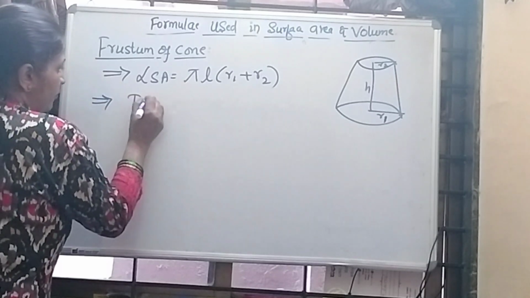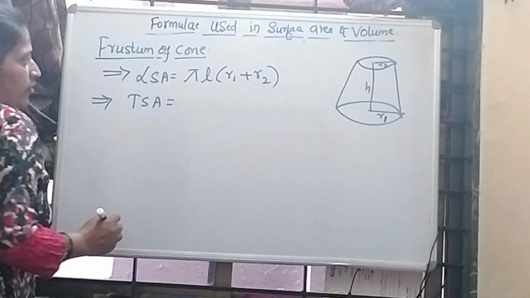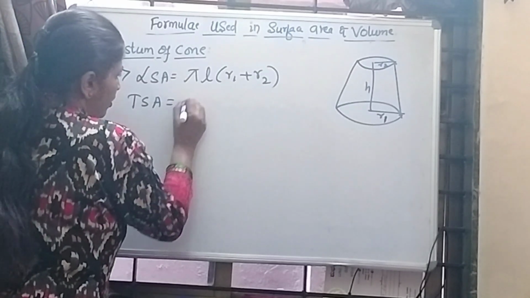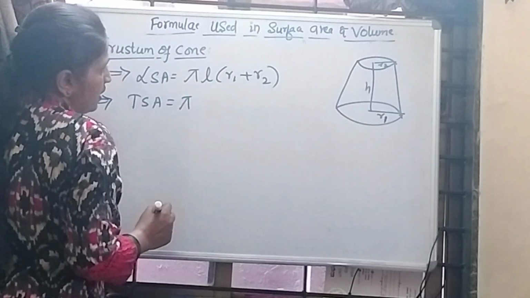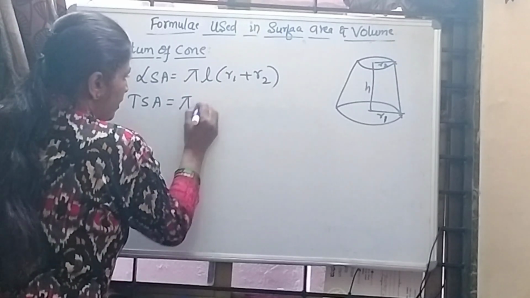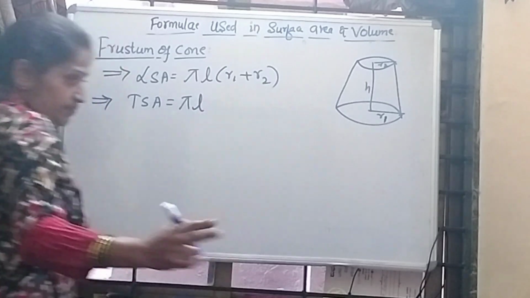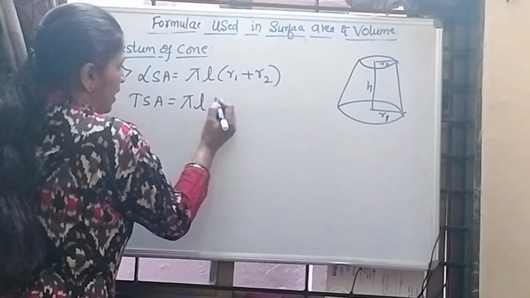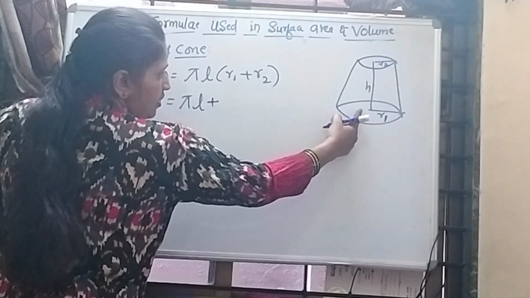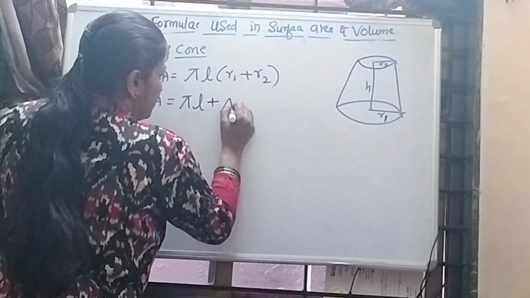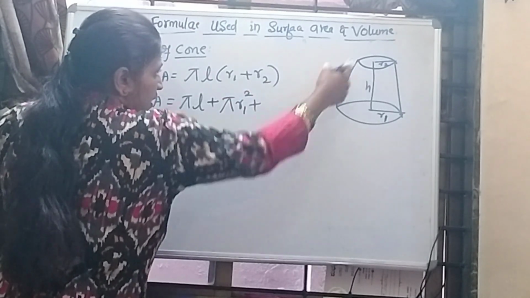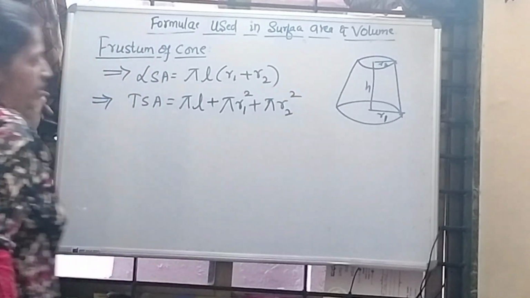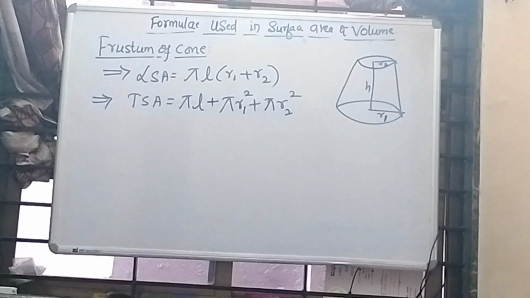Now the TSA of frustum of cone. What is the TSA of cone? Pi r into bracket L plus r. Now we take pi L into bracket. So TSA of frustum of cone is pi L into bracket R1 plus R2, plus the area of the circle with R1, that is pi R1 square, plus the other circle with R2, area pi R2 square. This is the TSA of frustum of cone.